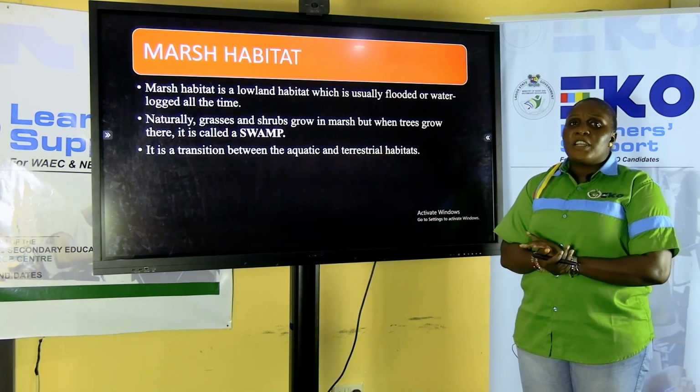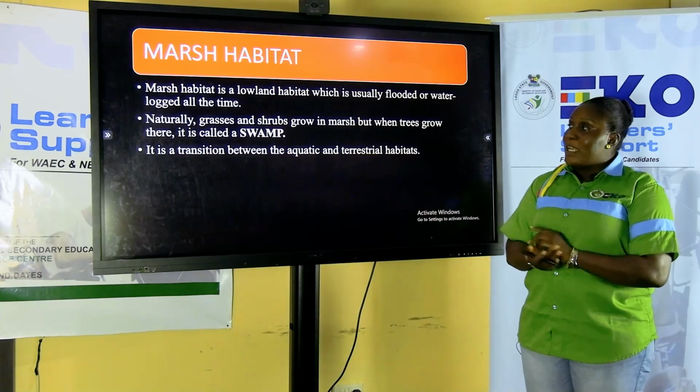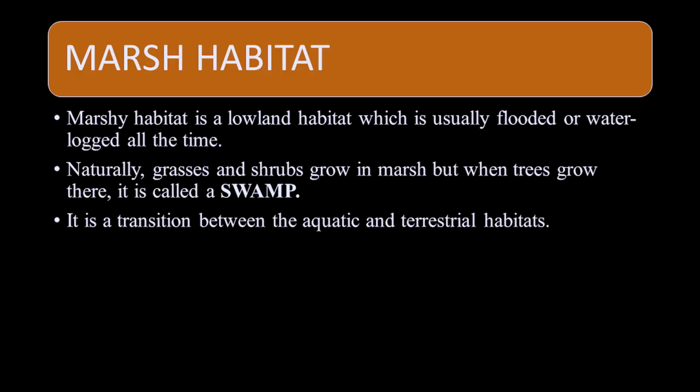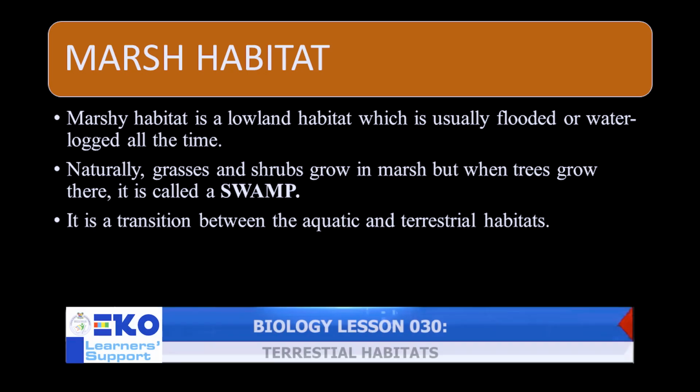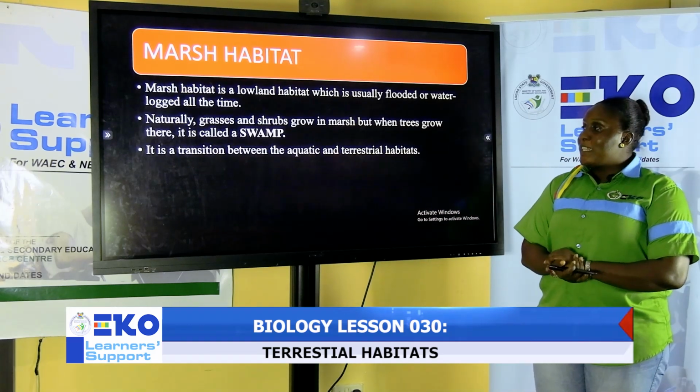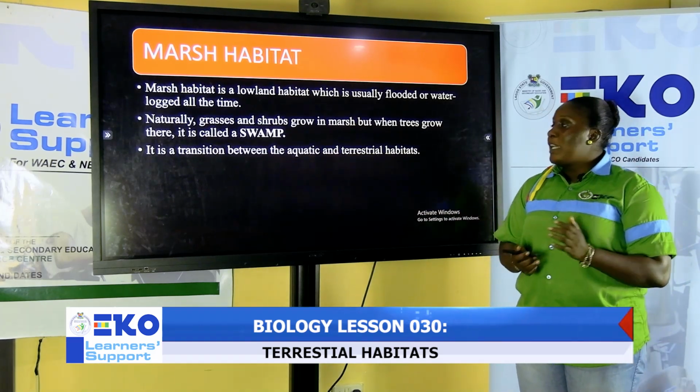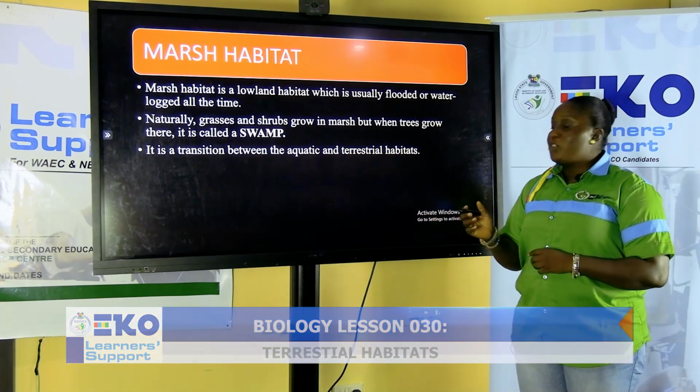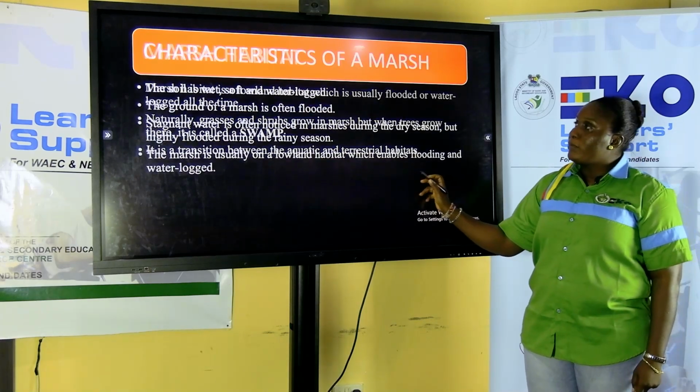But there's a difference between a marsh and a swamp. When grasses and shrubs grow in a marsh, you say that place is a marsh. But when trees start to grow there, it is called a swamp. So a marsh habitat is just a transition between the aquatic and terrestrial habitat.